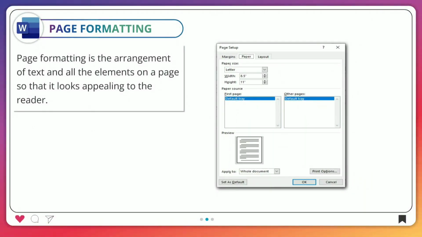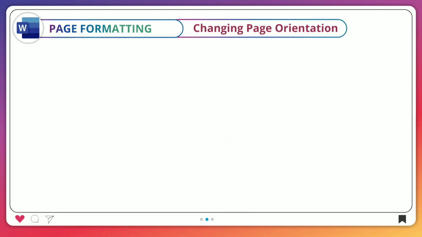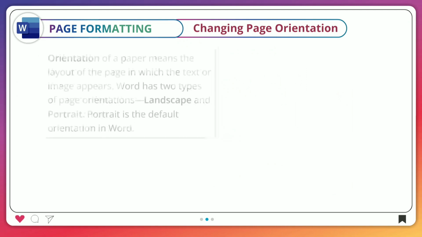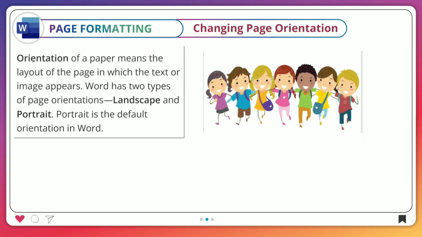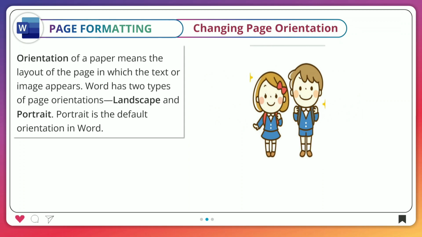Page formatting. Page formatting is the arrangement of text and all the elements on a page so that it looks appealing to the reader. Changing page orientation. Orientation of a paper means the layout of the page in which the text or image appears. Word has two types of page orientations, landscape and portrait. Portrait is the default orientation in Word.